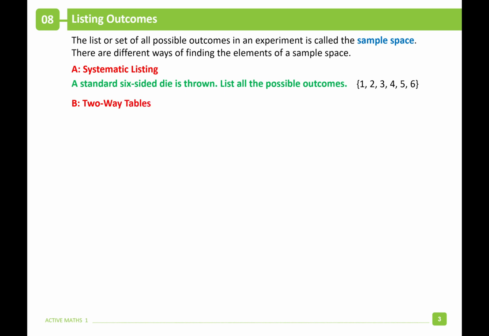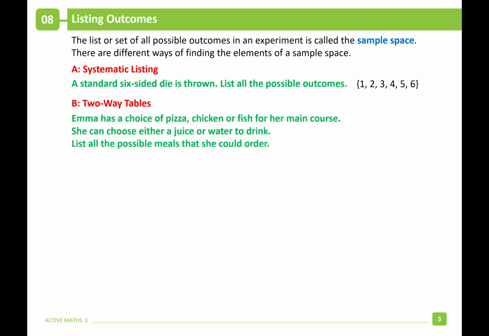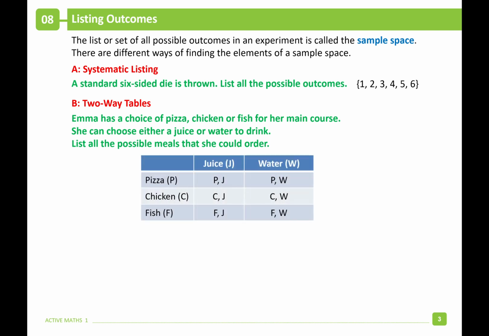Our other way to list possible outcomes is with two-way tables. For example, Emma has a choice of pizza and fish or chicken for her main course. She can choose either juice or water to drink. List all of the possible meals that she could order. In our first column, we put all of the possible choices for her main course. And in the first row, we put all of the possible choices for her drink.